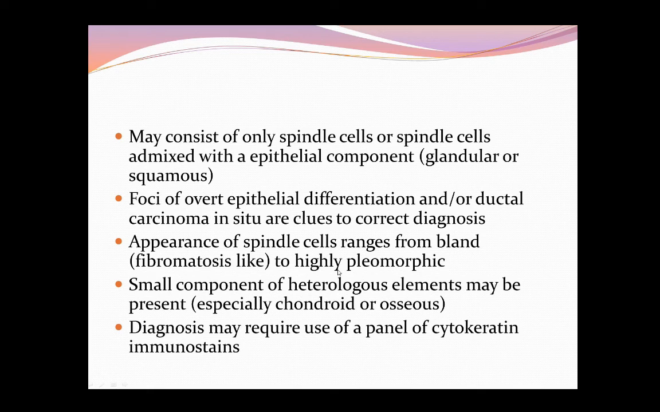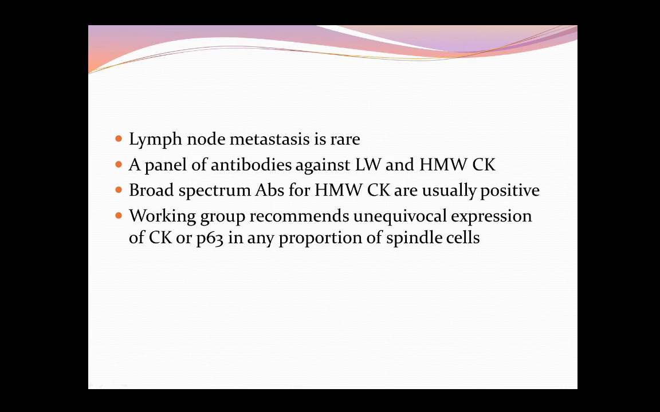And the arrangement can range from fascicular, fasciitis-like, storiform, to haphazard. The mitosis is variable and the borders are usually infiltrative, entrapping the mammary stroma, ducts, and lobules, and invading the adjacent adipose tissue in a lace-like pattern. You can also see a heterologous element, especially chondroid or osseous, and the diagnosis requires the use of a panel of cytokeratin immunostains. Lymph node metastasis is rare, and there is a discussion whether sentinel node biopsy should be done in metaplastic carcinomas when you know the diagnosis.